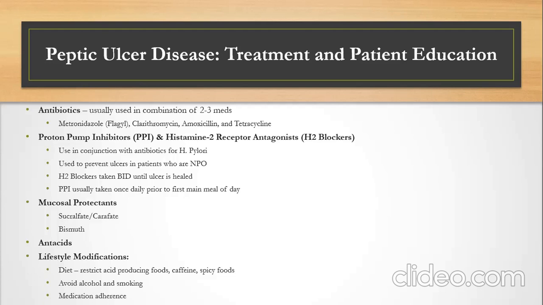H2, I already told you, is twice a day. PPI is usually taken first thing in the morning prior to your first meal, okay? Mucosal protectants. This is a new one. We didn't talk about this one.